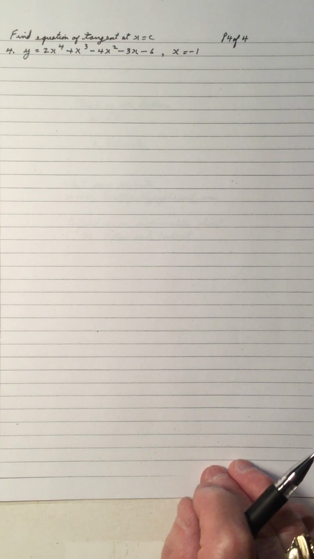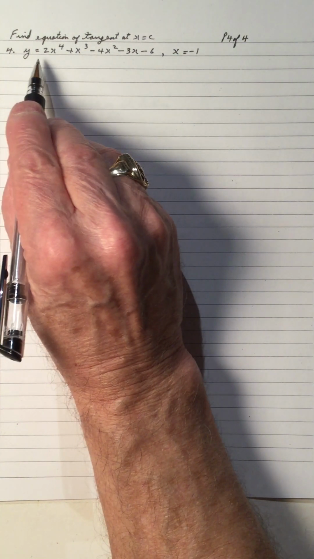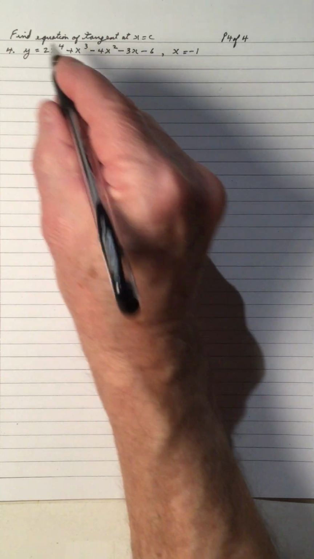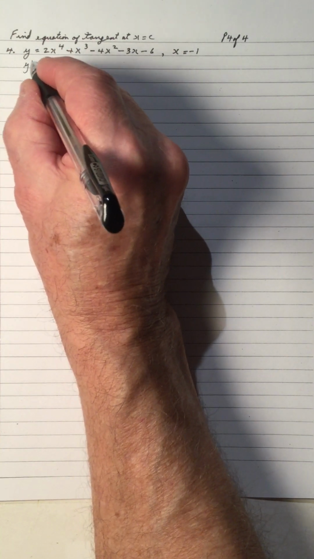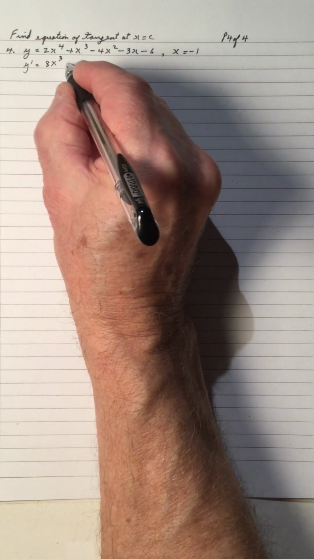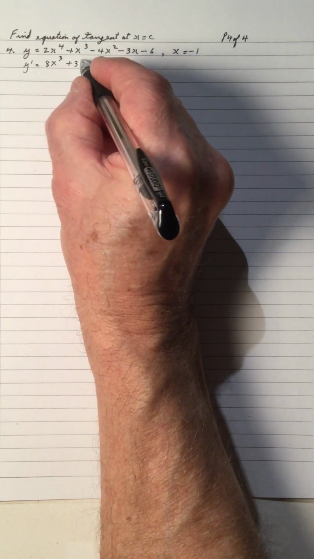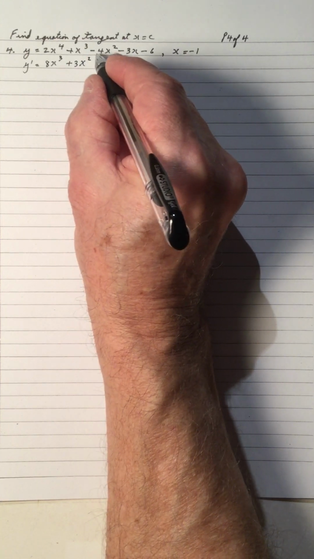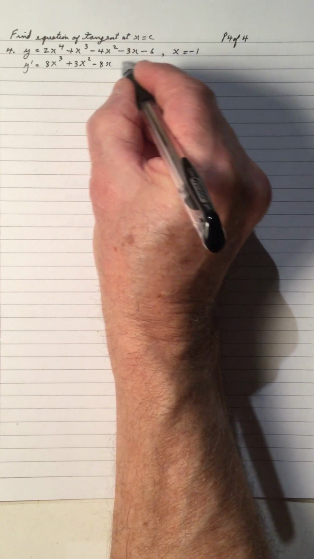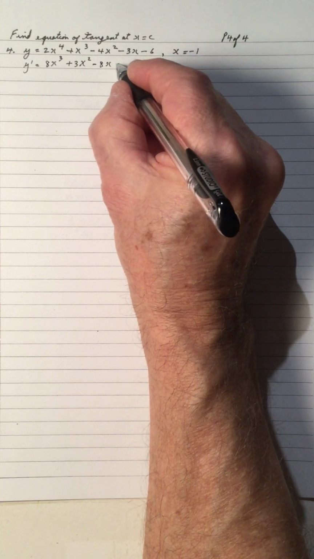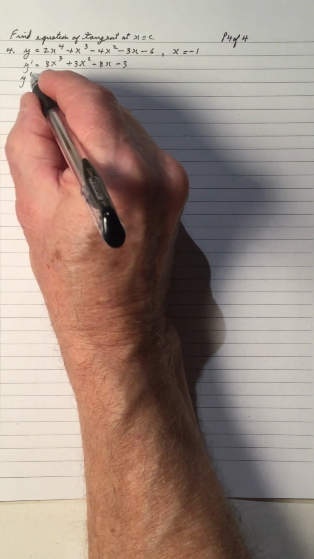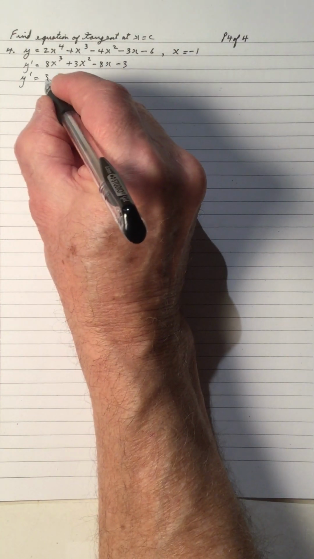And one more to do. Find the equation of the tangent at x equals -1 for this quartic, degree 4. So we got y prime, 2 times 4 is 8, and 4 becomes a 3. 3 times 1 is 3, and 3 becomes a 2. -4 times 2 is -8, and 2 becomes a 1. And the derivative of a linear is -3, derivative of a constant is 0. And this is at x is -1.